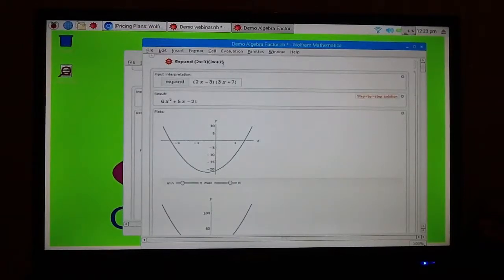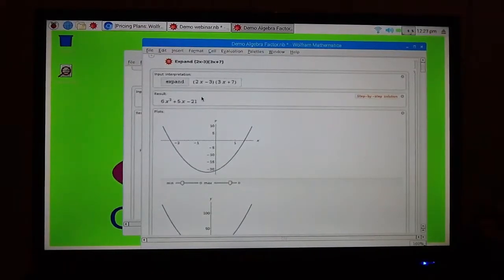And now I want to expand. I want to take 2x minus 3 and I multiply it times 3x plus 7. Now I learned through experimentation that the command is expand. One of the things you're going to have to do is you're going to have to learn all the commands. And I'll show you where you can get resources to do that in a minute. But expand it, and it gives you the result here.